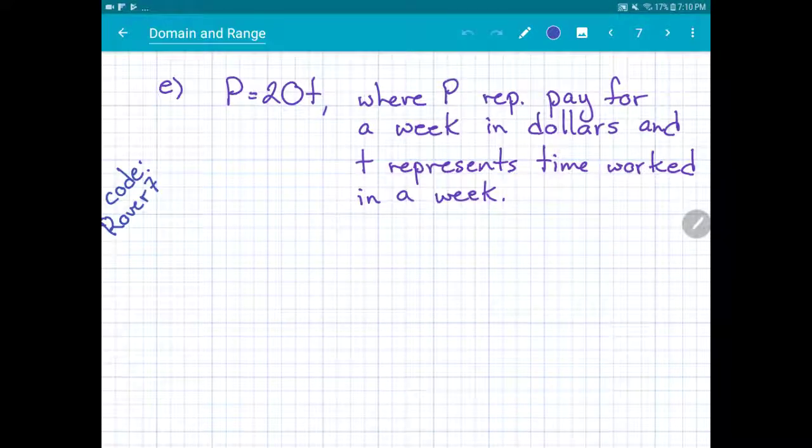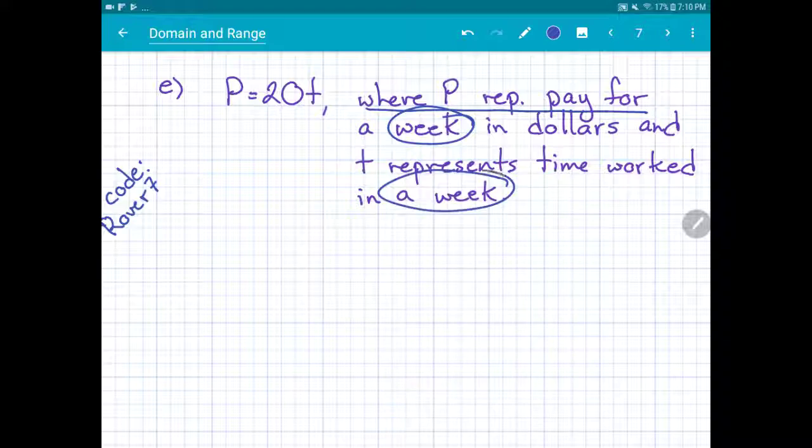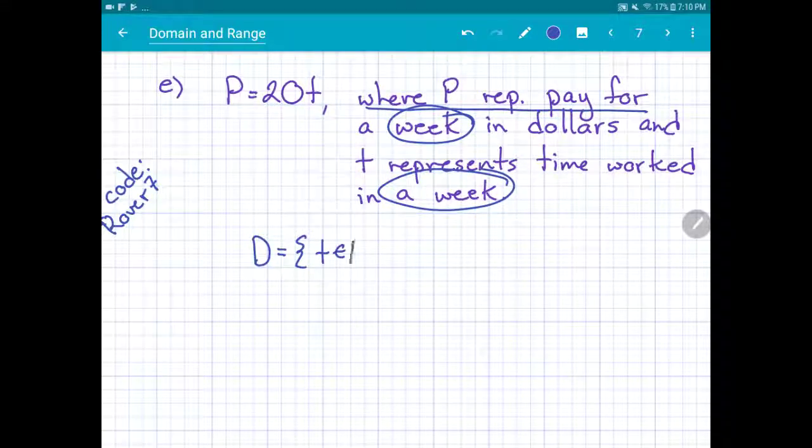Now let's get back to this idea of pay. So this is based on real life. So if we have P now represent the amount of pay for a week in dollars, and T represent the time worked in a week, well, now we can be a little more specific. So the domain is equal to any time, but you can't work less than 0 hours a week. You could work 0, but you can't work less than 0. So we're going to include it by putting the equals.